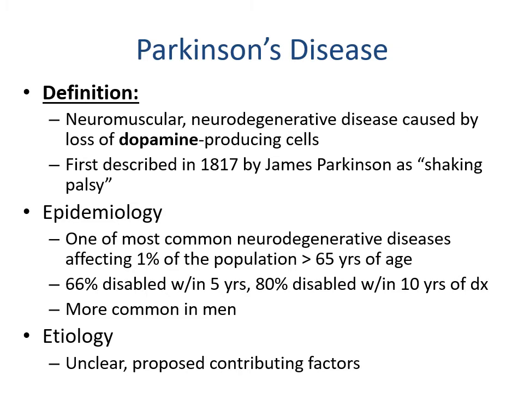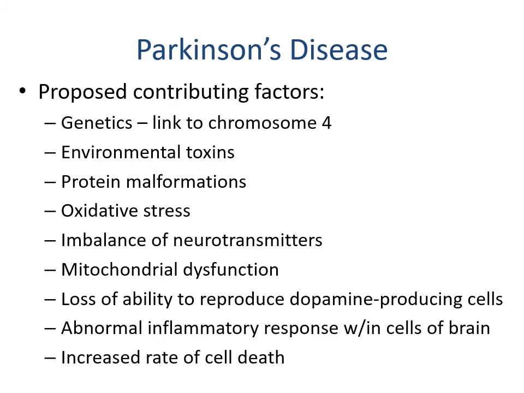So the direct cause, again, we know it's from a loss of dopamine, but what we don't know is why did someone lose dopamine-producing cells. So that part's still unclear, but we do have some proposed contributing factors. So these factors include genetics linked to chromosome 4, exposure to environmental toxins, protein malformations, oxidative stress, imbalance of neurotransmitters, mitochondrial dysfunction. Again, we see the loss of the ability to reproduce dopamine-producing cells, so why can't we replace the ones that are malfunctioning? Abnormal inflammatory response within cells of the brain, and increased rate of cell death.